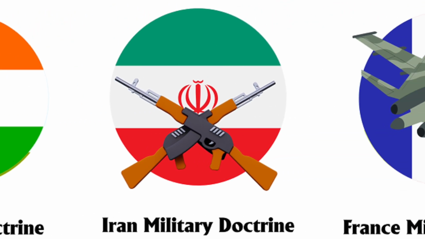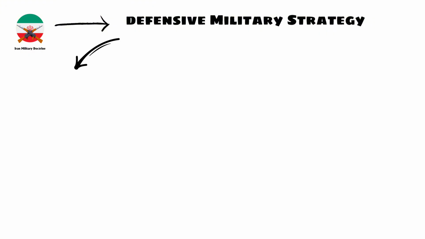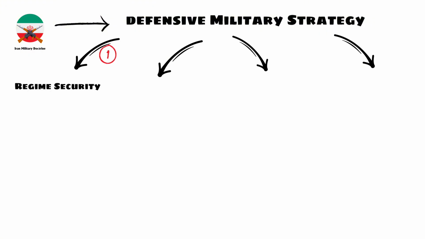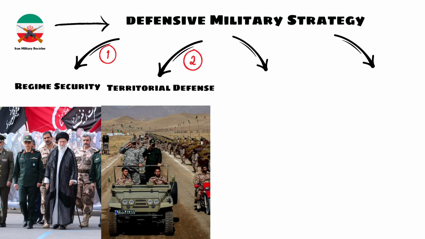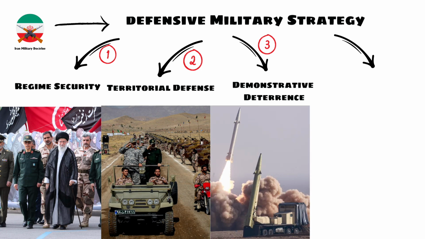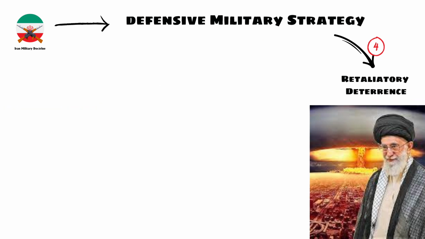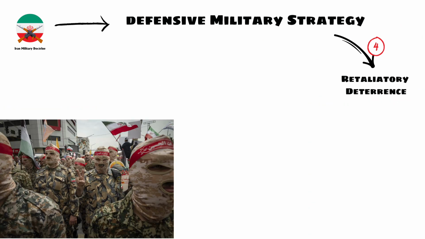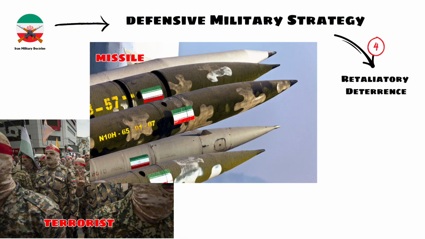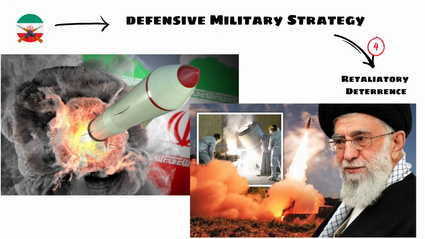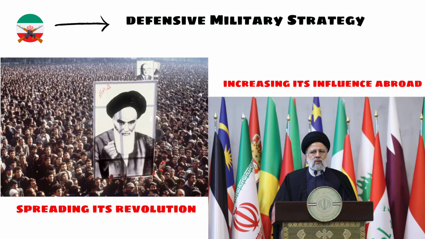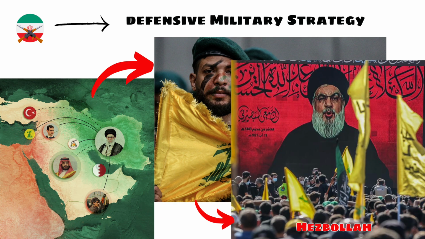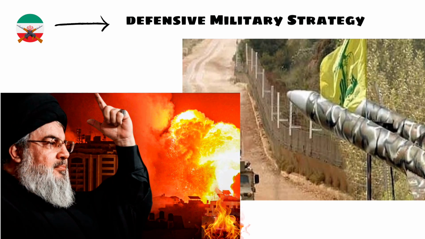Iran military doctrine. The Iranian military is primarily defensive, focusing on 4 key objectives. 1. Regime security, protecting the government from threats and instability. 2. Territorial defense, guarding the nation's borders. 3. Demonstrative deterrence, using shows of force to deter adversaries. 4. Retaliatory deterrence. The core of Iran's strategy is retaliatory deterrence, threatening retaliatory actions like terrorist, missile, or cyber attacks to prevent or quickly end conflicts. Iran's offensive strategies mainly focus on spreading its revolution and increasing its influence abroad. This includes supporting proxy groups like Hezbollah, which use retaliatory deterrence against opponents.